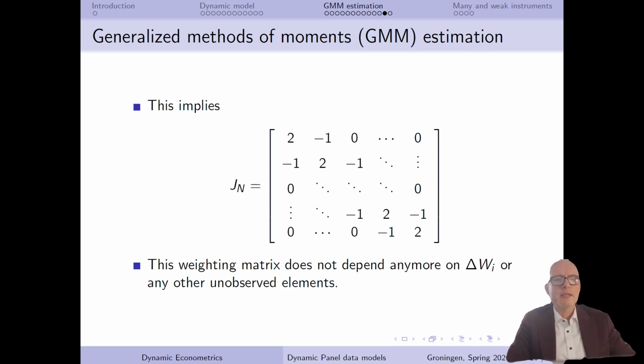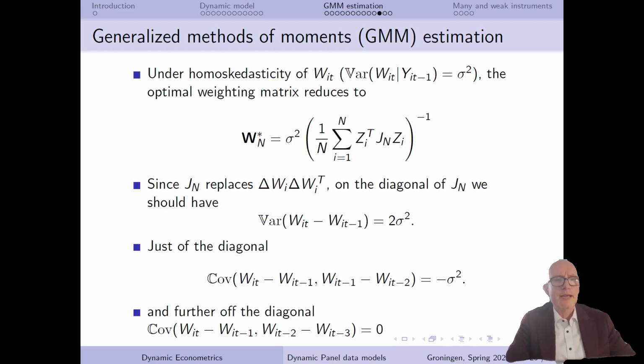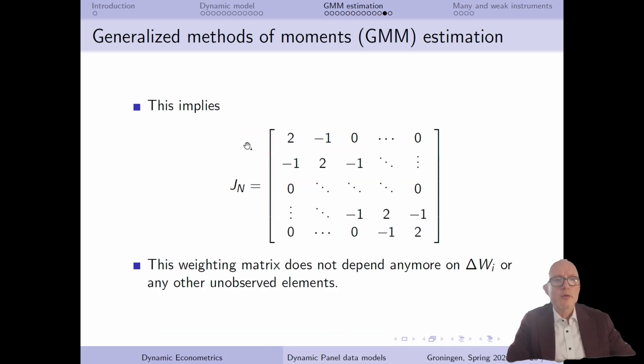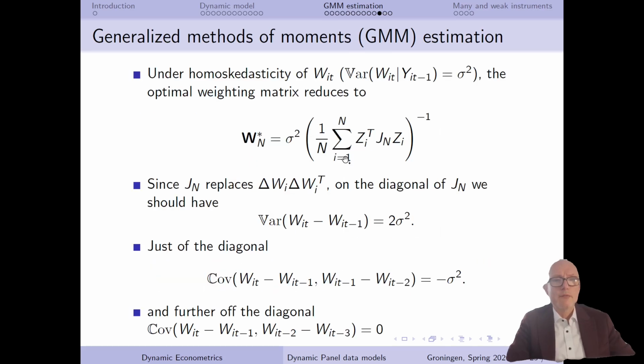Take into account that the nice thing with respect to this is that this weighing matrix no longer depends on delta w_i. Therefore we can directly calculate this W_n star without having to know this delta w_i, and without having to know gamma hat. We can directly calculate this and then of course do our minimization with respect to GMM.